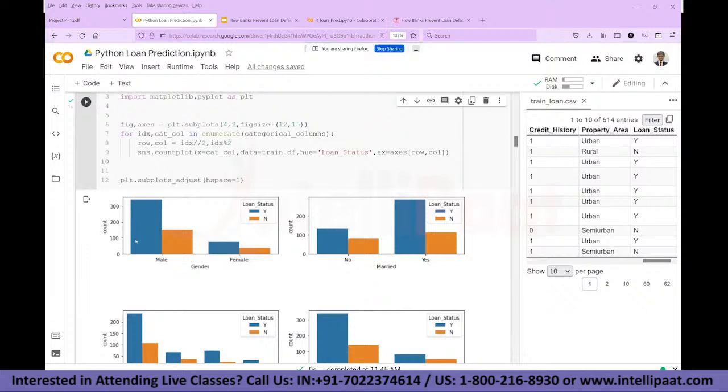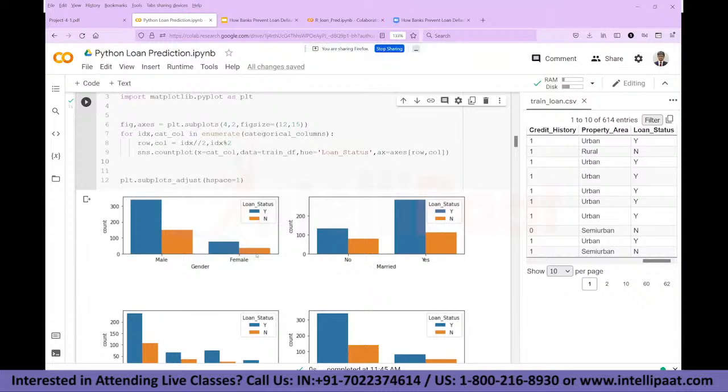Similarly, if I look at female applicants, 70-75 of them are approved, and 30-40 of them are not approved. That means the total is somewhere around 100 female applicants. Out of these 100, about 70 are approved. That means 70-75 of the female applicants have their loan approved, right? This is the data that I'm getting.